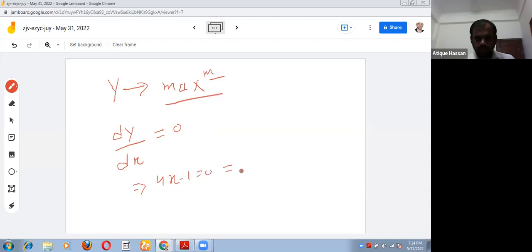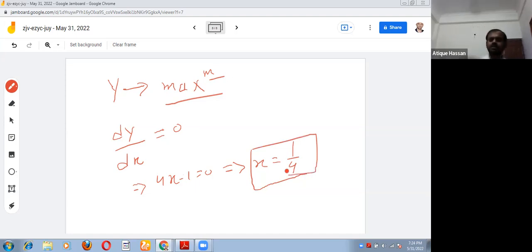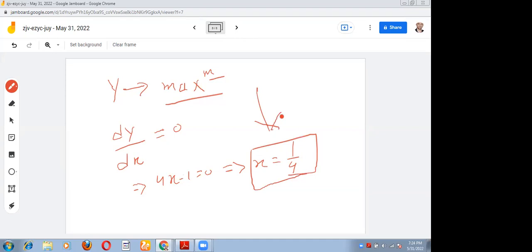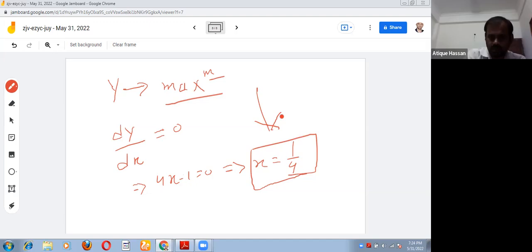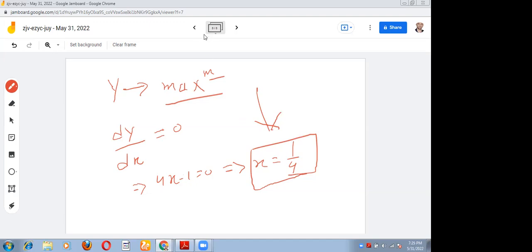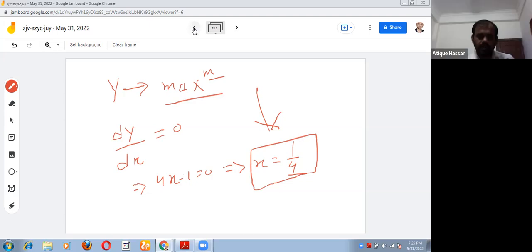So what is the value of x? For y to be maximum, what is the value of x? It should be equal to 1 by 4. Got it? Yes, got it, sir. So the same concept will be applied here.